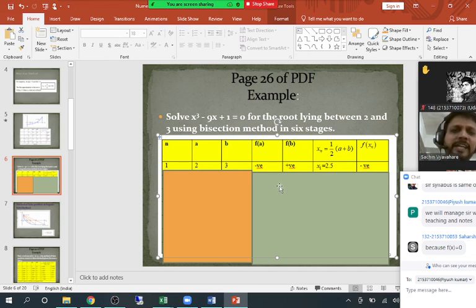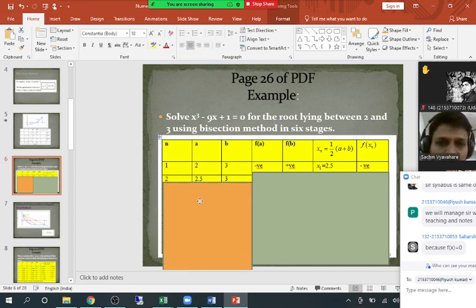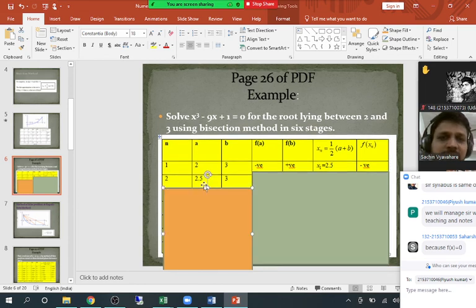Right now, what is the next interval? Tell me, in which interval is the root now? Sir, 2.5 to 3. 2.5 to 3, that is the correct answer, because you will observe f of a is negative and f of 2.5 is also negative. So this is the second iteration we started. Now f of 2.5 is negative, f of 3 is positive. So where is the root? First we will calculate x2. What is x2? Probably 2.75.